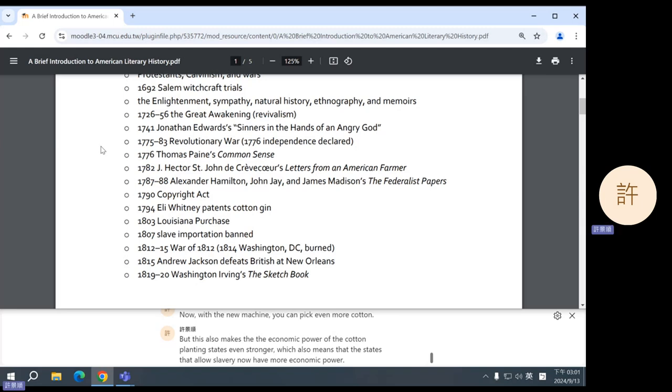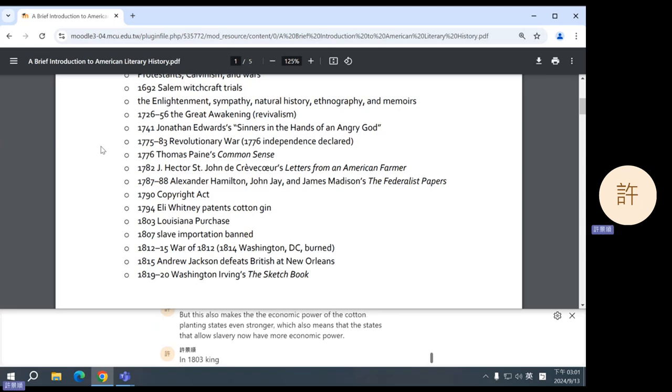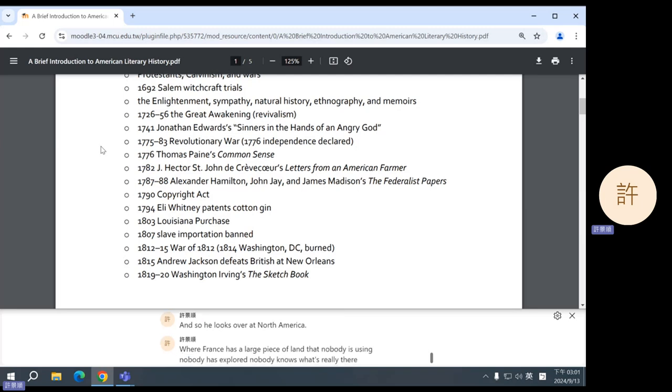In 1803, King Louis XVI of France starts fighting another war, and he needs money. And so he looks over at North America, where France has a large piece of land that nobody is using, nobody has explored, nobody knows what's really there. And he thinks, you know what? I bet I can get some money for this land. I'm not using it. I can just sell it to somebody else. And so France sells it to the U.S. for basically a very, very, very low price, because King Louis XVI really needed money.